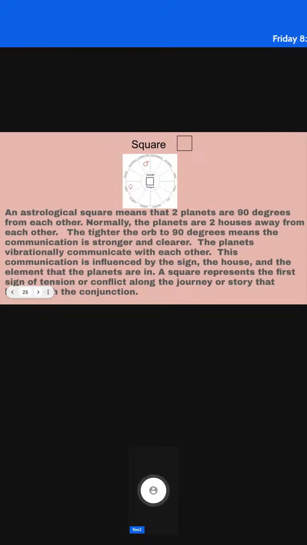The planets vibrationally communicate with each other. This communication is influenced by the sign, the house, and the element that the planets are in. A square represents the first sign of tension or conflict along the journey or story that began with the conjunction.